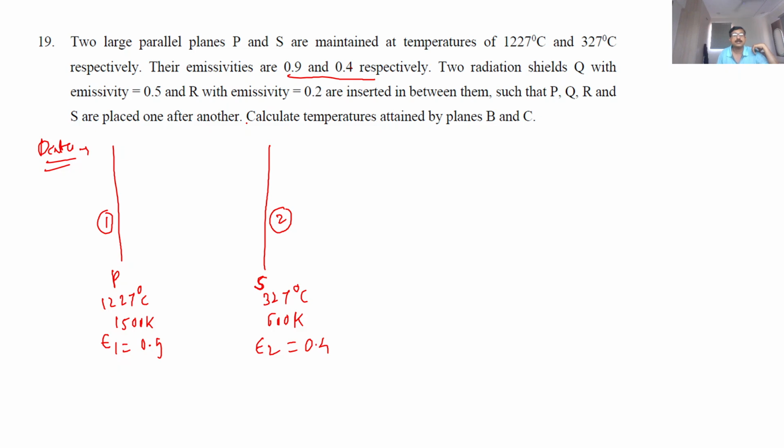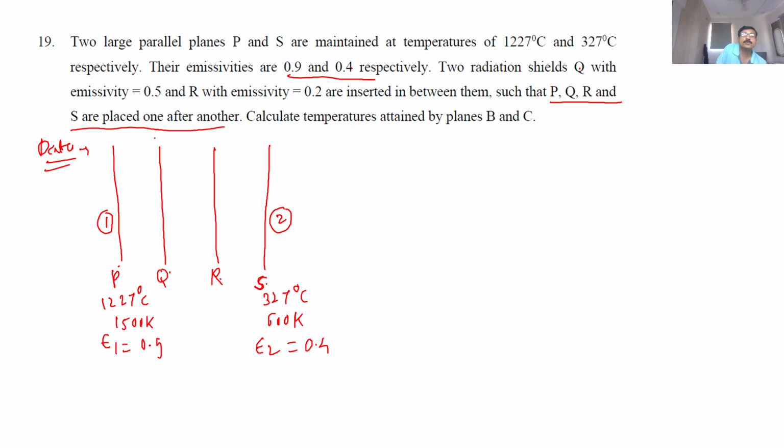Q और R ये दो रेडिएशन शील्ड, इन दोनों के बीच में, P और S के बीच में दो शील्ड डाले हैं. तो एक है Q और एक है R, so that P, Q, R, S are placed one after another. देखो P, Q, R and S, they are one after another. And emissivities are given for them also.